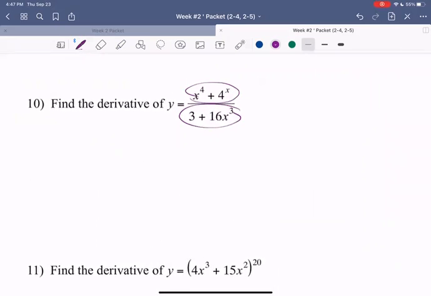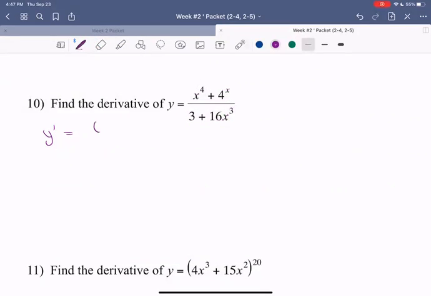Now that you've reviewed the derivative of a quotient, I'd like you to set up how we would compute the derivative here. So what does that look like? The derivative, or y prime, would be low d high minus high d low over low low. So let's write all that out.